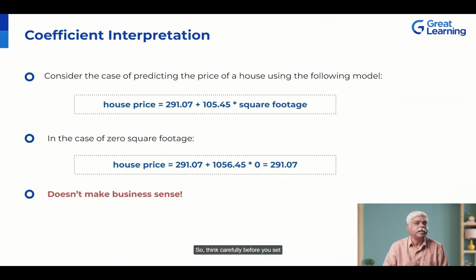So think carefully before you set about interpreting a coefficient. A slope is easy to interpret. It's the change in y given a unit increase in x, the 105.45.